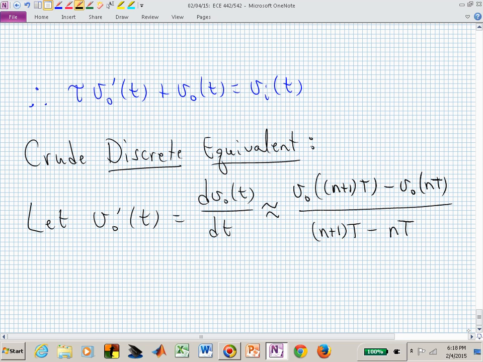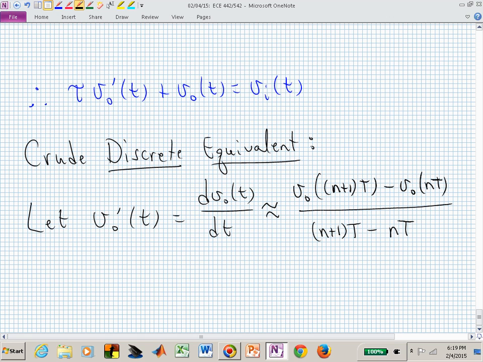Do you see what we're doing there to approximate that time derivative? We're just looking at the delta v over delta t. And the denominator simplifies quite nicely. We have nT plus T minus nT. The nT's go away and we just have the sample period, capital T, in the basement.